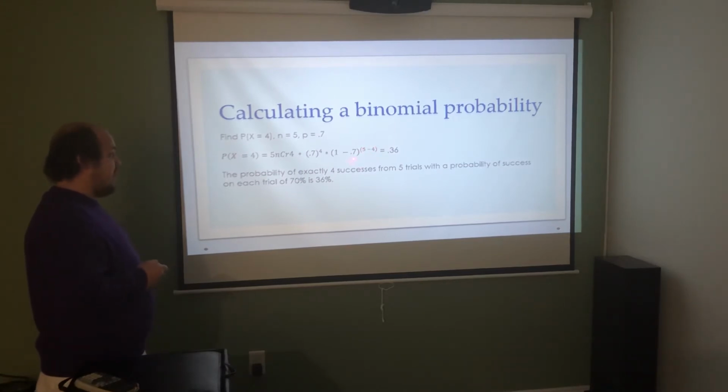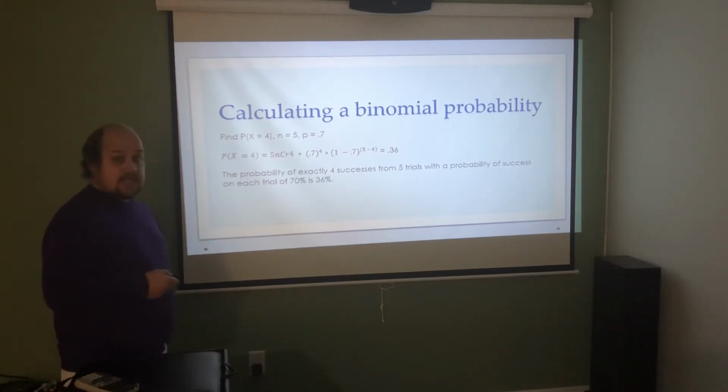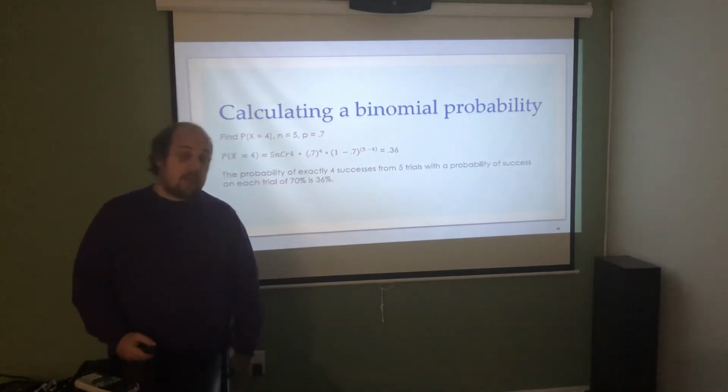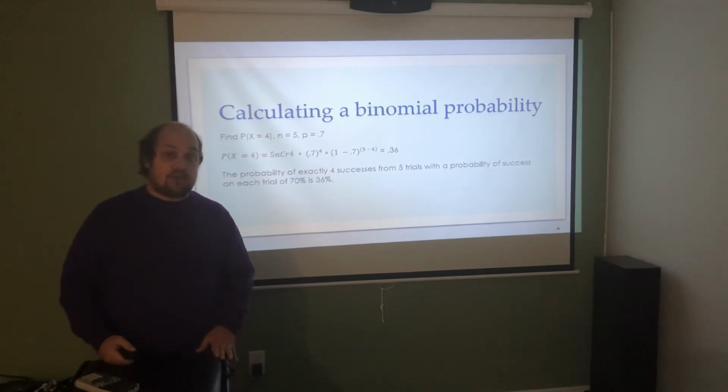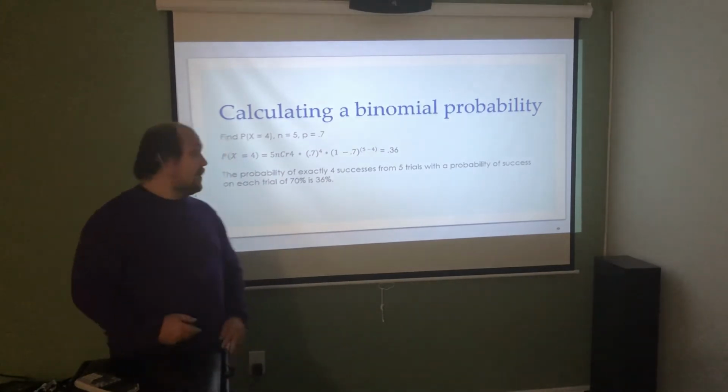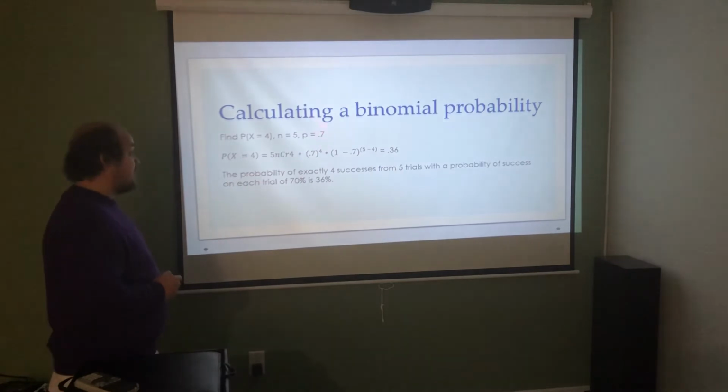or the number of trials minus the number of successes. If I put all this into my calculator correctly with the right parentheses, it should tell me the correct probability, or 0.36, 36% of the time. If I do 5 trials with a probability of success of 0.7, I'll get exactly 4 successes. The probability of exactly 4 successes from 5 trials with a probability of success on each trial of 70% is 36%.